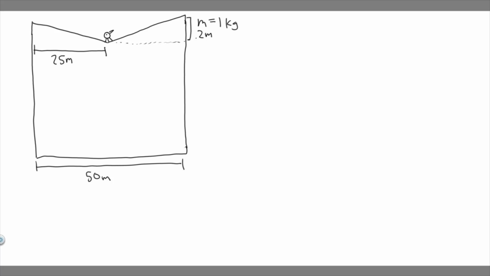So this right here is what's going on. We have these two telephone poles 50 meters apart. We have this bird on a wire. The wire is going to sag 0.2 meters when the bird is on it, and the mass of the bird is 1 kilogram.